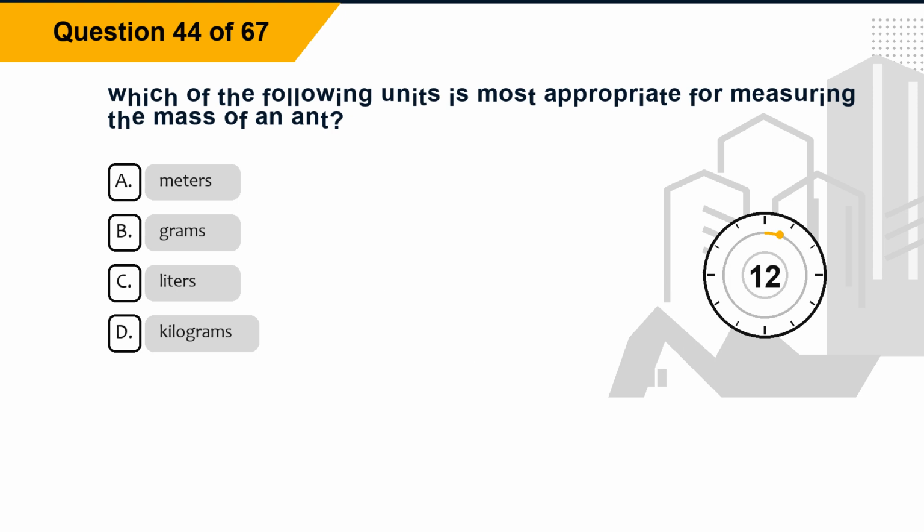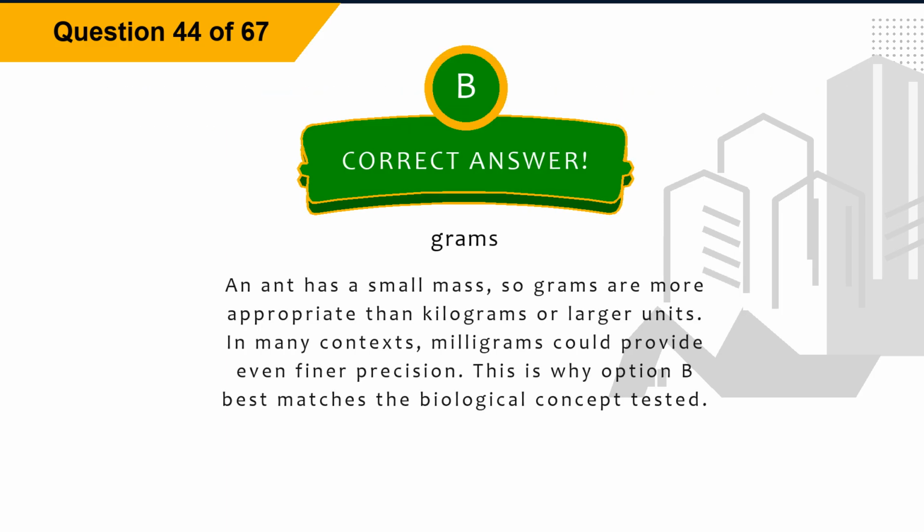Question 44. Which of the following units is most appropriate for measuring the mass of an ant? Option A, meters. Option B, grams. Option C, liters. Option D, kilograms. The correct answer is option B, grams. Explanation. An ant has a small mass, so grams are more appropriate than kilograms or larger units. In many contexts, milligrams could provide even finer precision. This is why option B best matches the biological concept tested.